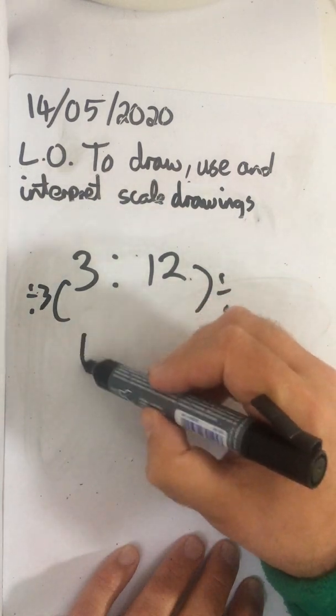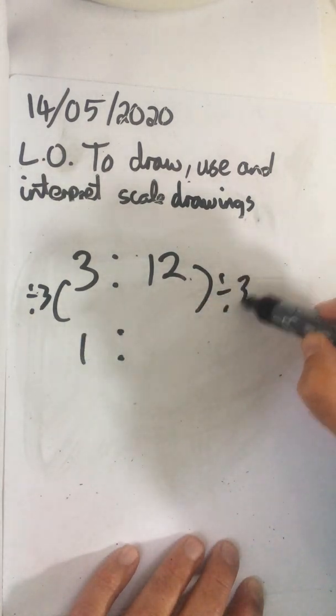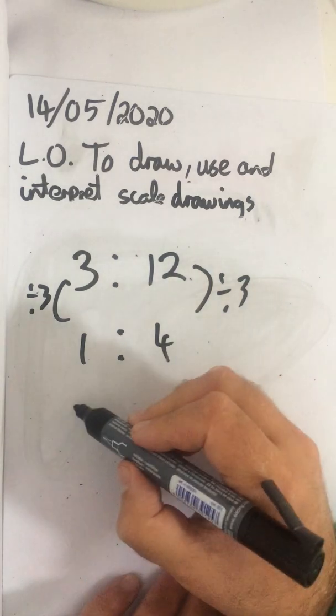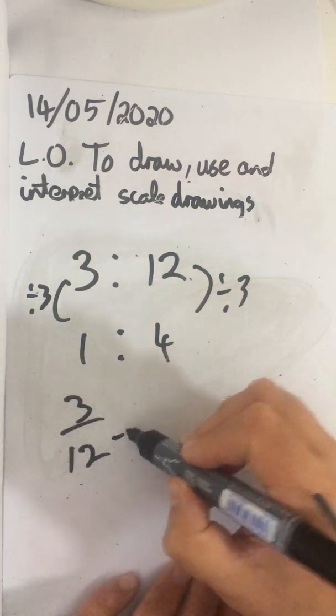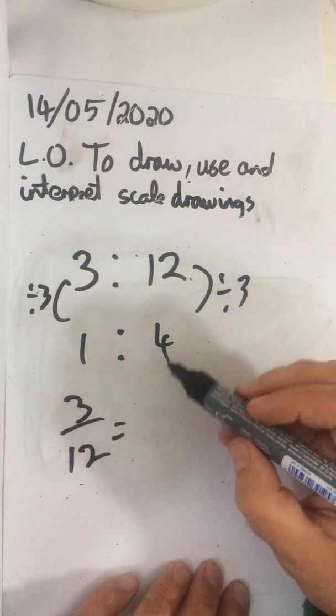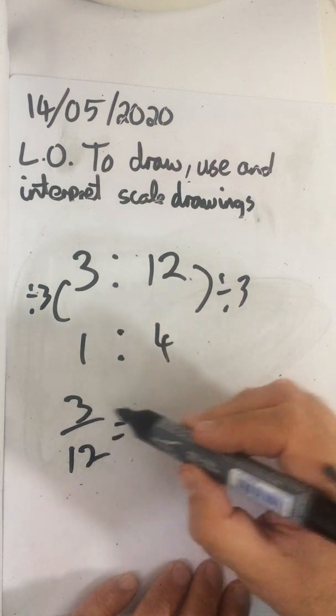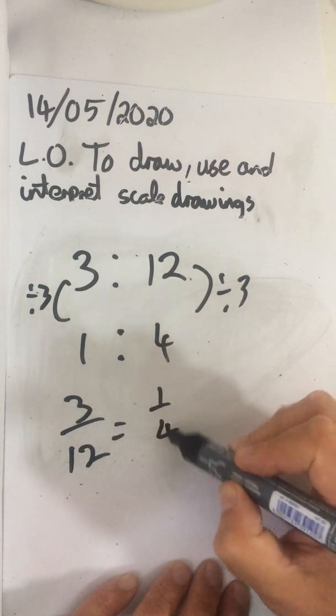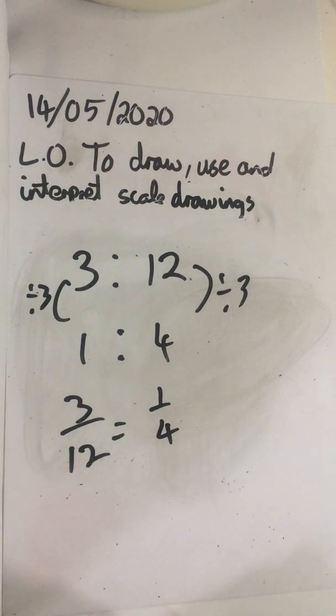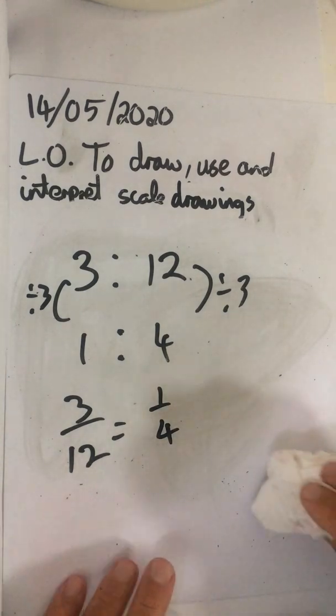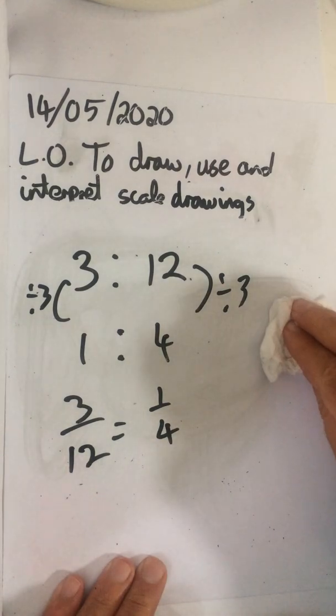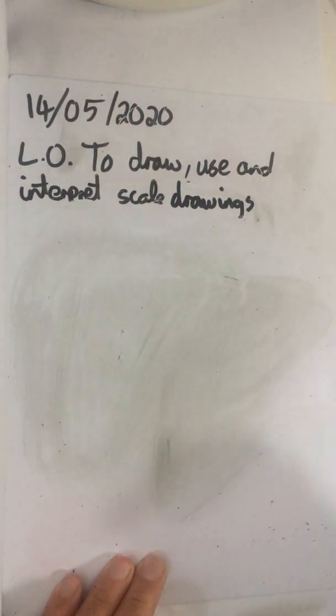Divide both by 3. You go 1 to 4. And it's the same, in fact, if you had 3/12 as a fraction, isn't it? When you're simplifying a fraction, the same rules apply. So 3 goes into both. You divide them both by 3. It would be 1/4. So often think of simplifying ratios as the same as simplifying fractions.